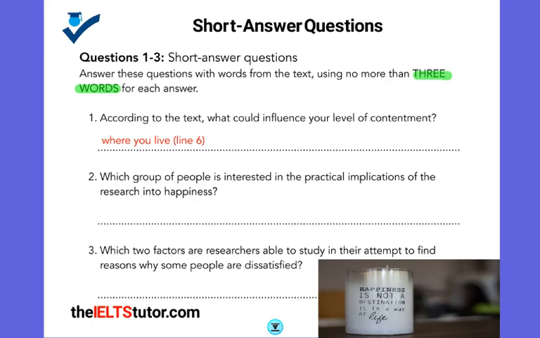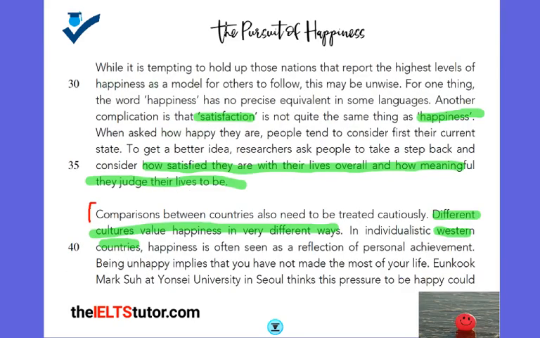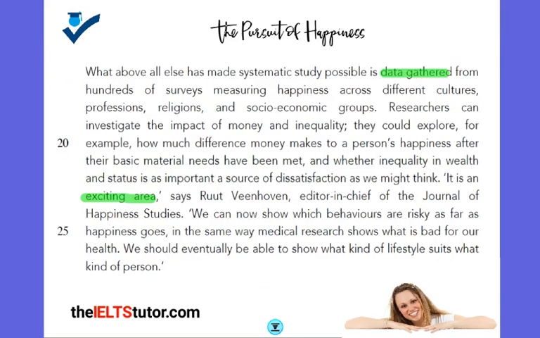So we need to find something that has to do with research into happiness. Practical implications could be the results or the consequences of the research into happiness. So which group of people do you think is interested in the results of this research into happiness? You got that? So I'm going to go back to the passage where you can find the answer. Okay, somewhere here.